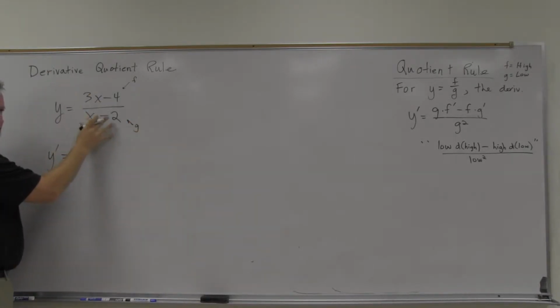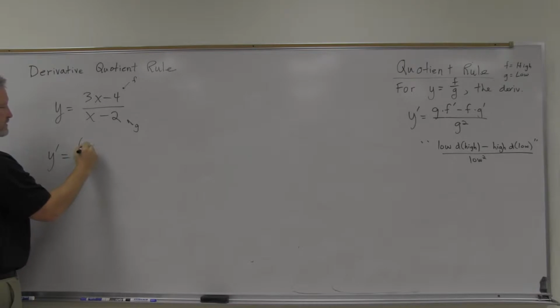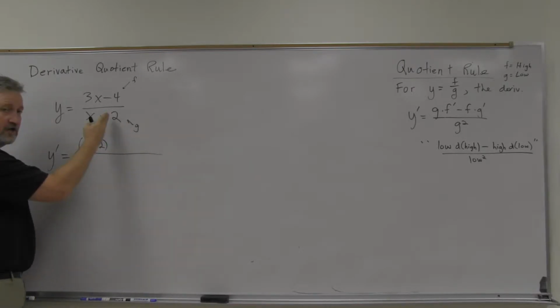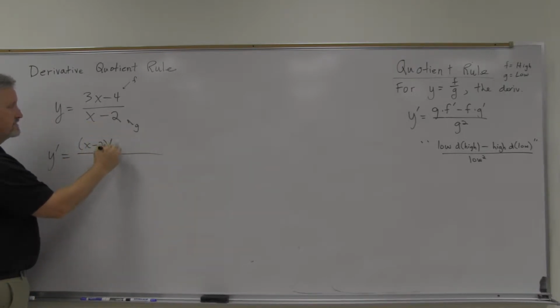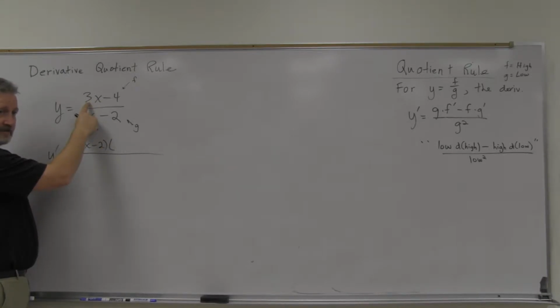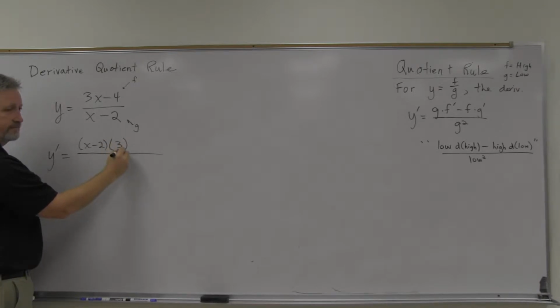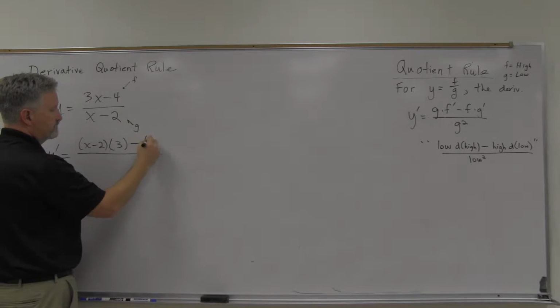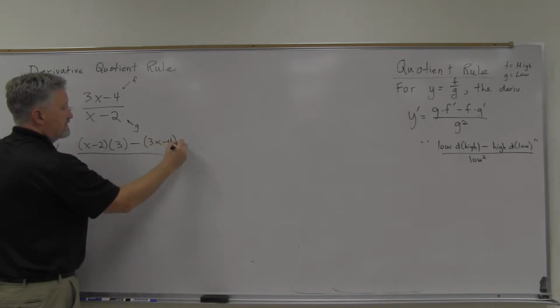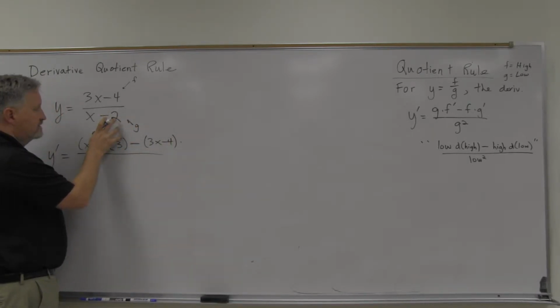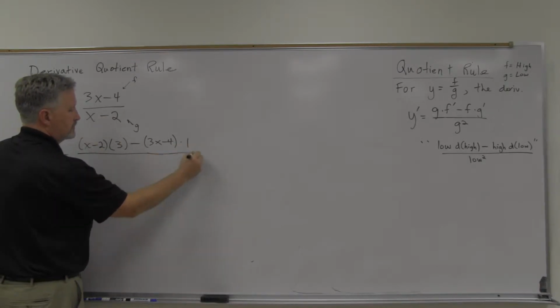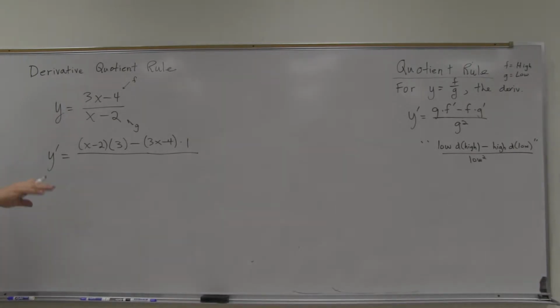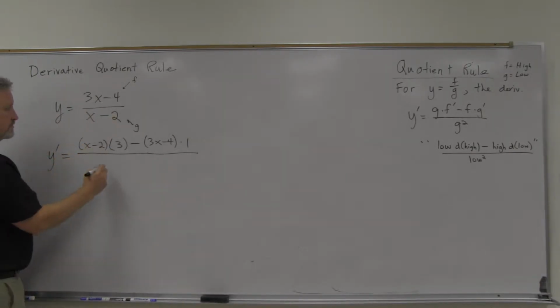So I start with the g, right? Low, so x minus 2, not the derivative, just the low, times the derivative of the high, or derivative of f. So the derivative of f is 3. Minus, reverse that, do the high, or f, 3x minus 4, times the derivative of the low, or g, which is just 1. And then that's all over whatever g is, or low, squared.